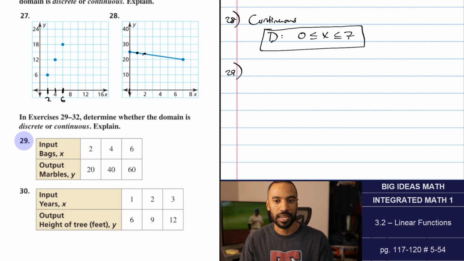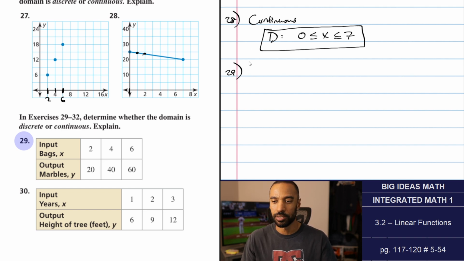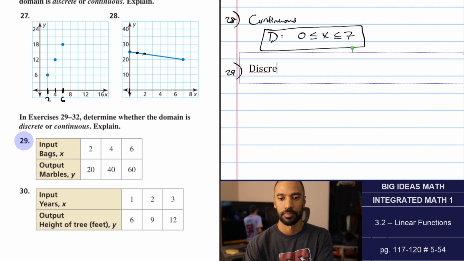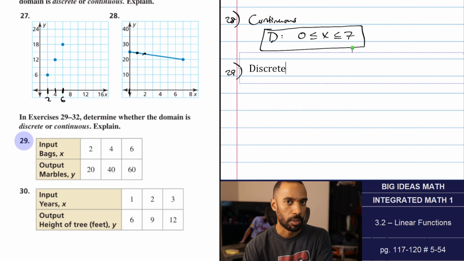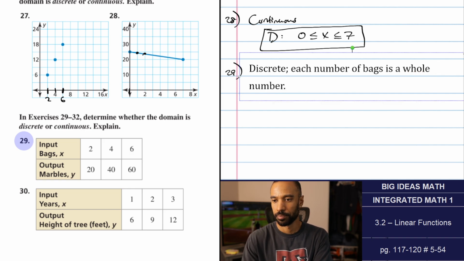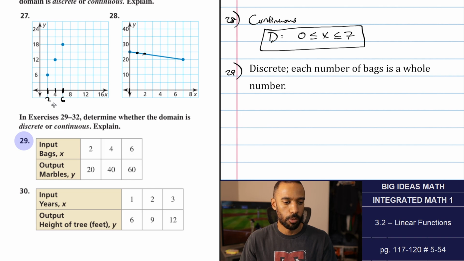To me, the argument is you either have a bag or you don't. You have a bag of marbles or you don't. Okay? So if you do or don't, in that case, that's a discrete relation. So number 29, this domain is discrete because each number of bags is a whole number. Number 30 says the number of years that go by and the height of the tree.